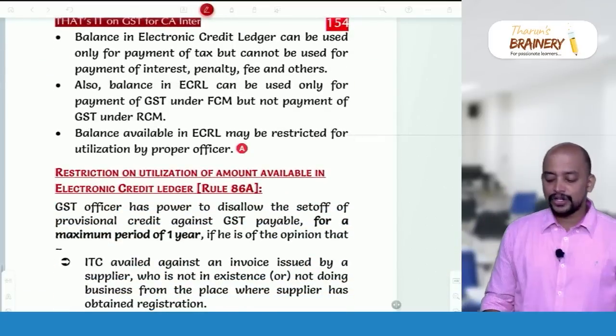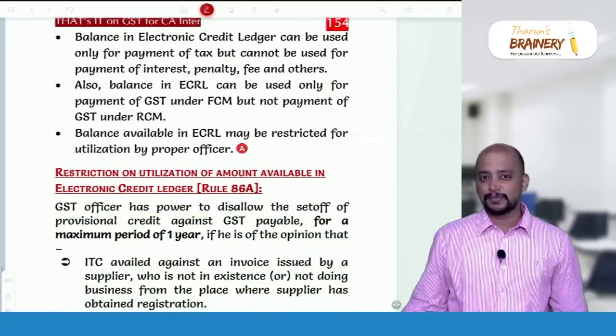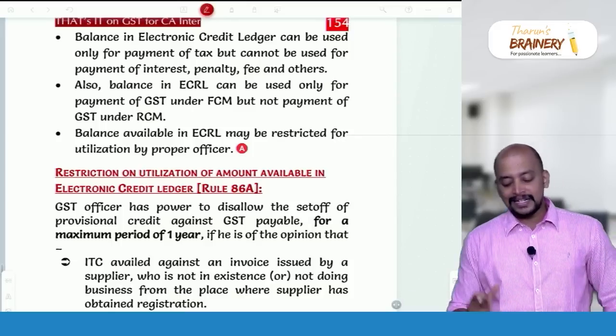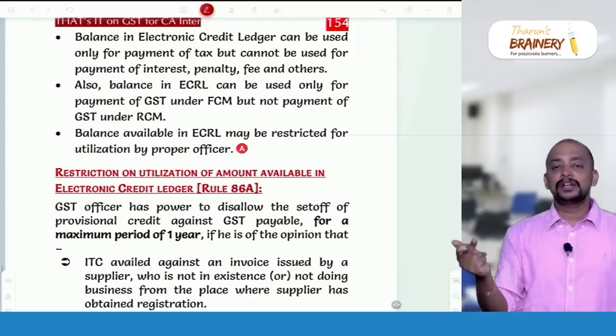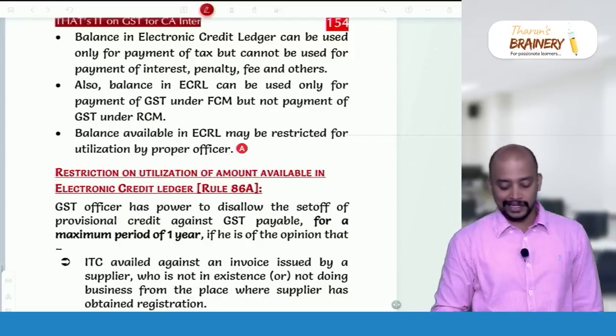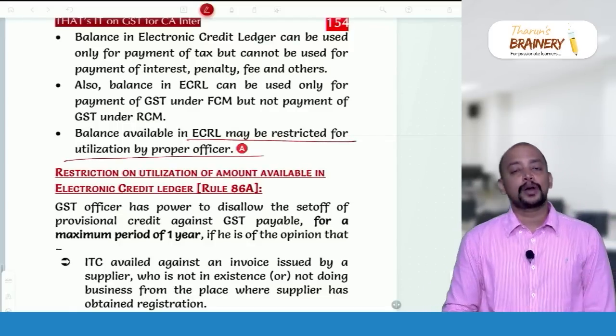Then balance in electronic credit ledger can be used only for payment of tax but cannot be used for payment of interest, penalty, fee and others. Also balance in electronic credit ledger can be used for payment of tax under FCM. RCM liability we cannot pay using credit ledger. Balance available in credit ledger may be restricted for utilization by the proper officer.